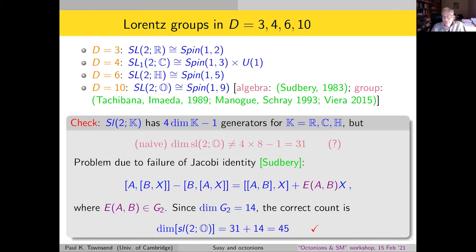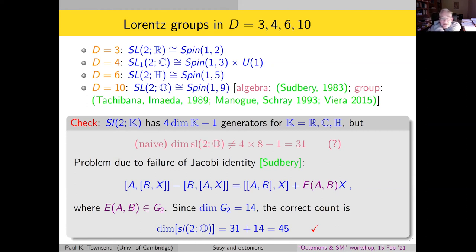And there's a relatively recent paper by Vieira on the octonionic representation of the group SL2O. In any case, what Sudbury noticed was that one of the problems of the naive perspective is that if you linearize a set of transformations and take the commutator of A, B with X, and then the other way around, you don't just get the commutator, because there's a failure of the Jacobi identity. What you get is an extra term, which is an element of G2.